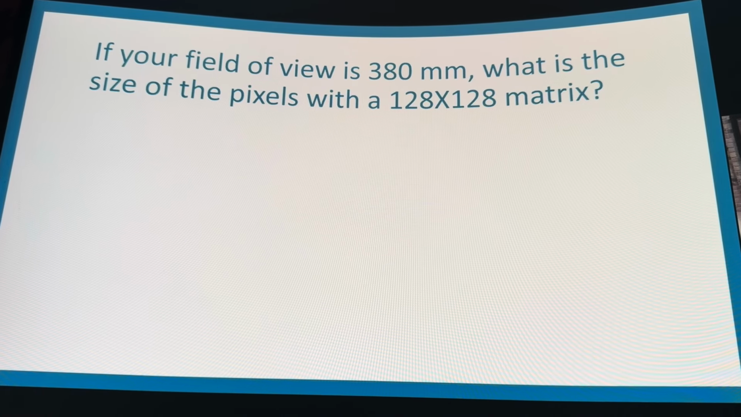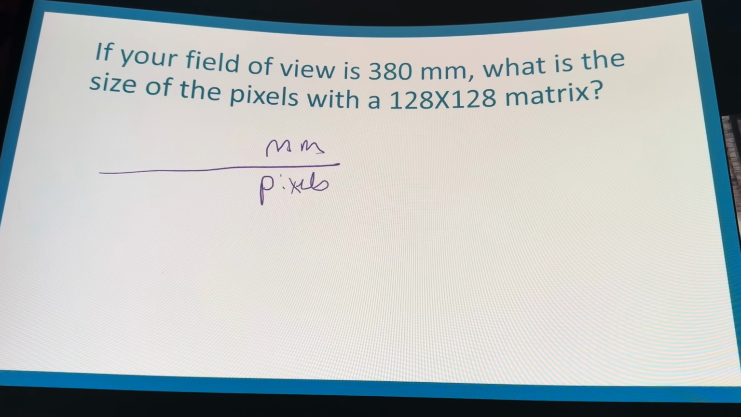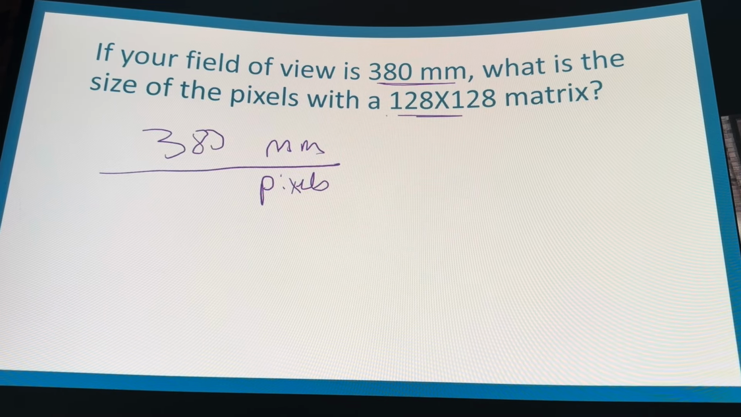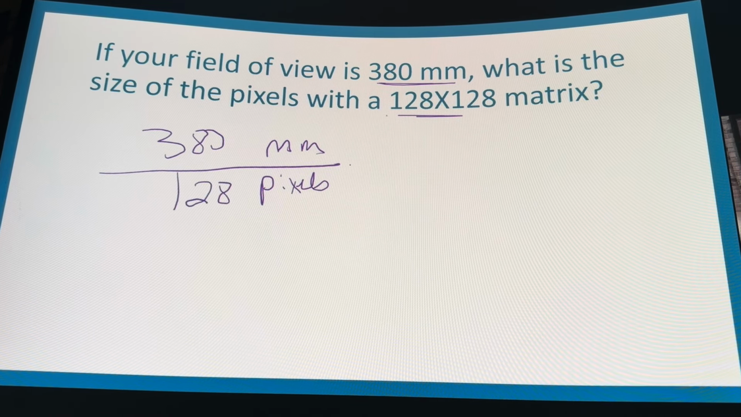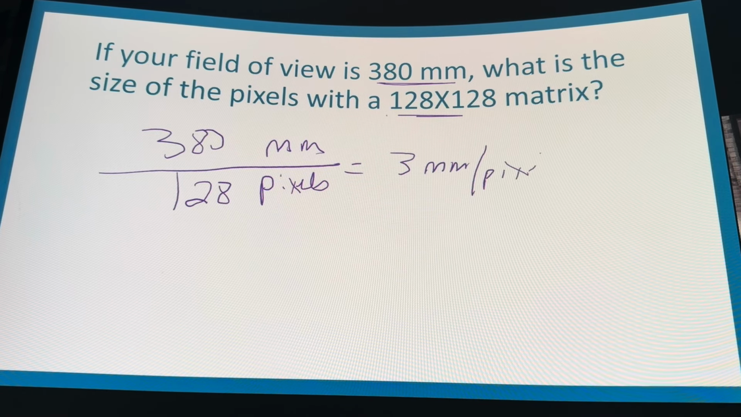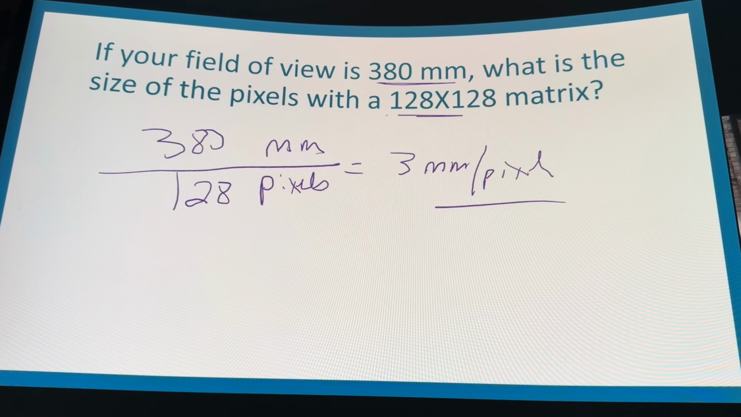Now, how do I figure out pixel size? All you have to do is think about what it's asking you. It's saying, how many millimeters are your pixels? So my field of view is 380 millimeters, and my matrix is 128 by 128. I don't multiply that though, because it's 128 going this way and 128 going this way. So I just divide by 128. Gives me 3 millimeters per pixel. That's the size of my pixels.